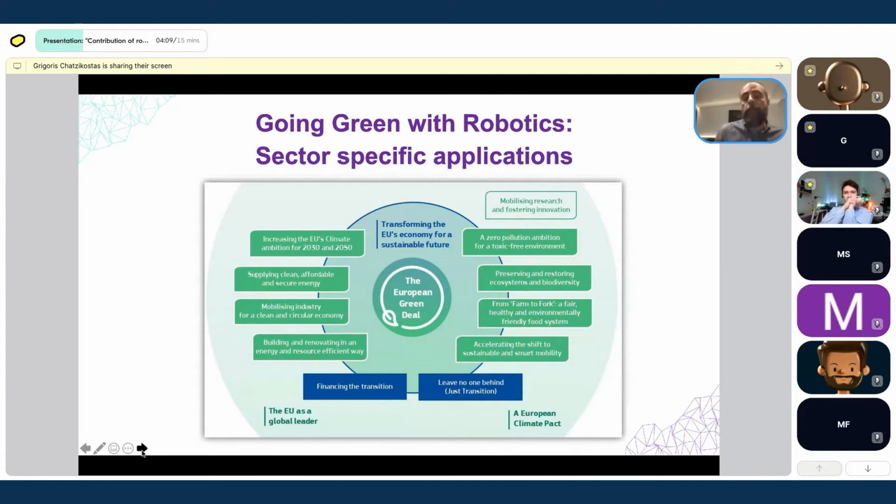Many of you might be familiar with this picture. These are the 8 pillars of the European Green Deal, the 8 thematic priorities.